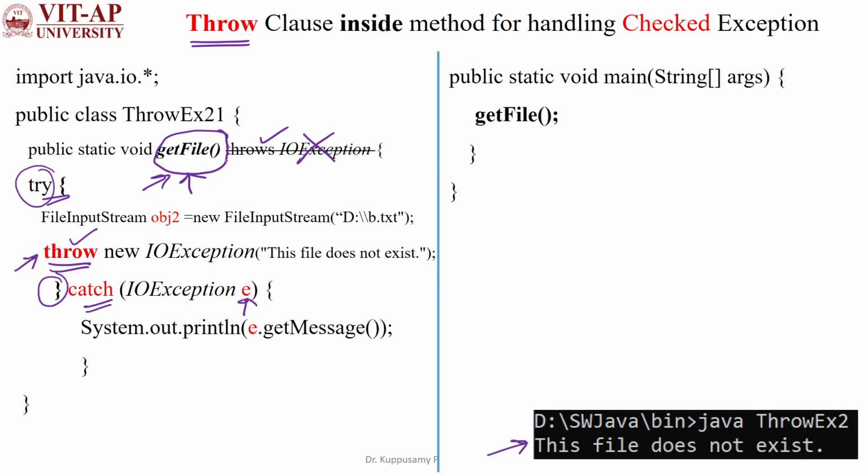The method is invoked by the main method here, public static void main. Then the control passes over to this calling method. So here we are handling the exception which is raised inside the method in that same method itself. That is the information we should learn from this example.